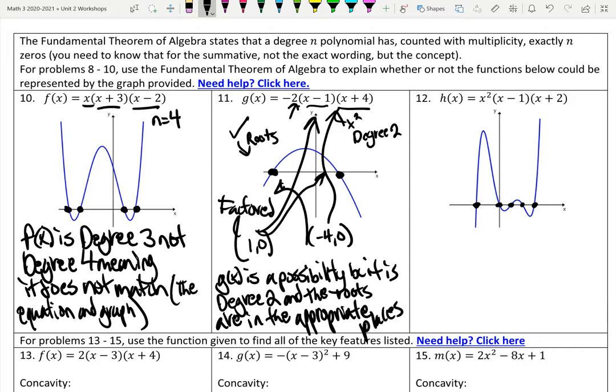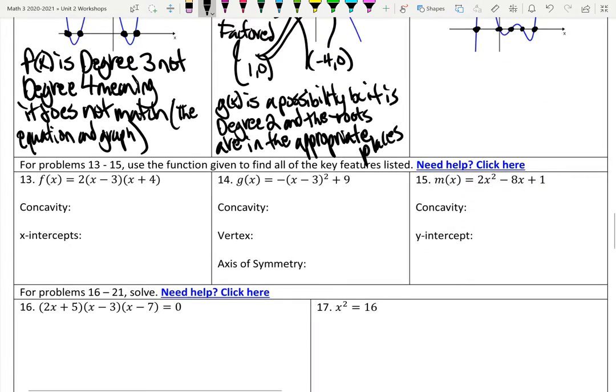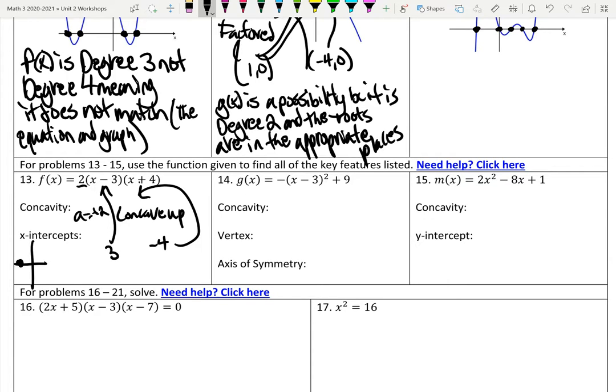All right, try it on your own for the next one. 13, 14, 15 is the unit 1 stuff. This is where it's going to come back. Basically, you have to look at an equation and tell me, is it concave up or concave down? I see that this is a positive 2, which means it's going to be concave up. I have to ask myself the x-intercepts. What makes these 0? Well, that's 3. That's negative 4. X-intercepts are always going to be when the y value is 0. So to put this in an intercept, it's 3, comma 0, negative 4, comma 0.